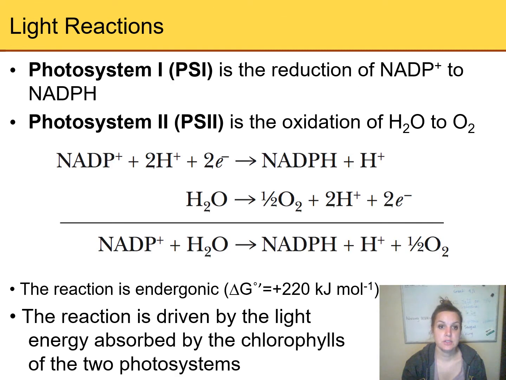The light reactions include photosystem 1 and photosystem 2. Photosystem 1 is the reduction of NADP to NADPH, whereas photosystem 2 is the oxidation of water to oxygen. So you can see the half reactions and the overall formula. The reaction here is endergonic, meaning there is an input of energy. So where does this energy come from? It's actually coming from the light energy absorbed by the chlorophyll of the two photosystems.